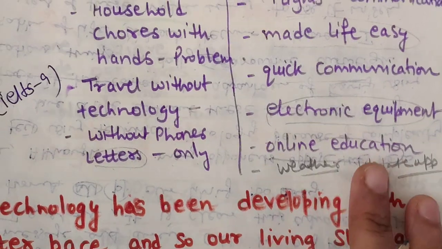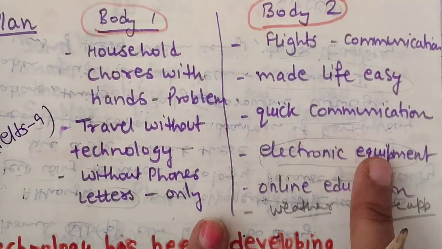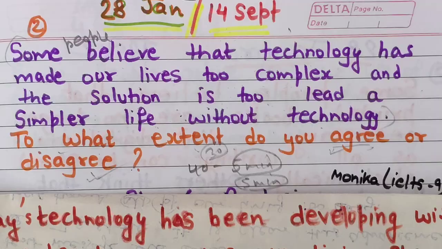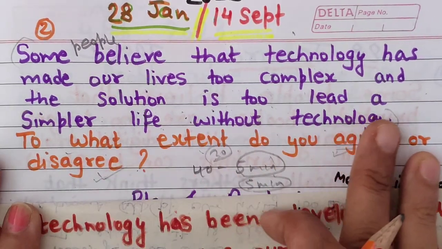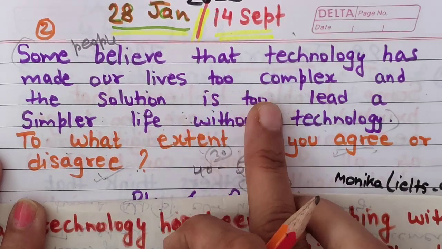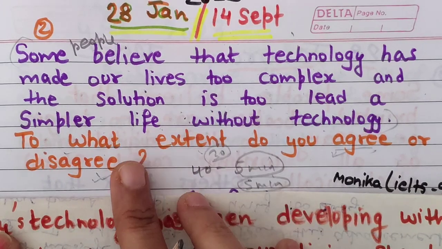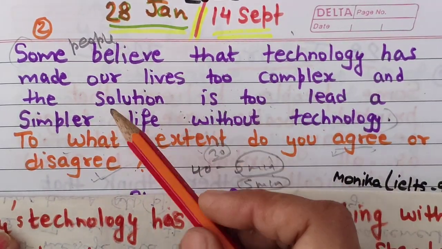Okay, now coming to the introduction. See, these points I am going to explain in body 1 and body 2. Body 2 will be longer than this. Now see this question statement again. Every time after writing one sentence, please look at the statement, look at the statement. You have to make sure that you are not going out of the topic.